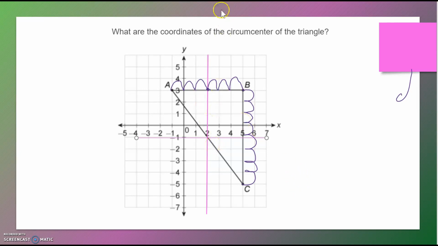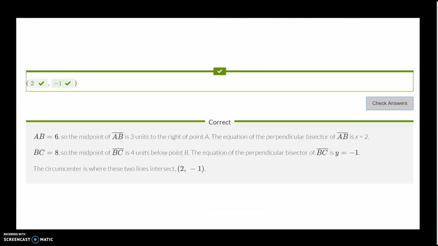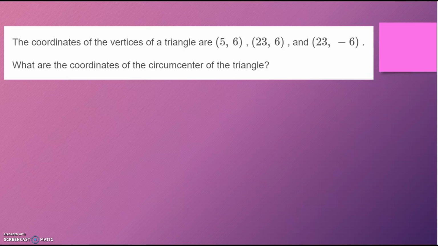So we can see that our circumcenter intersects right here. Remember, when we have a right triangle, it lies on the hypotenuse like this, and it is at (2, -1). And this goes through that explanation.